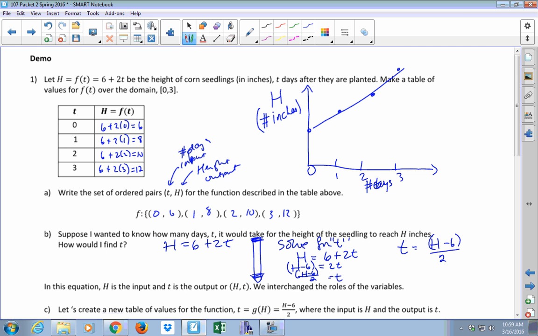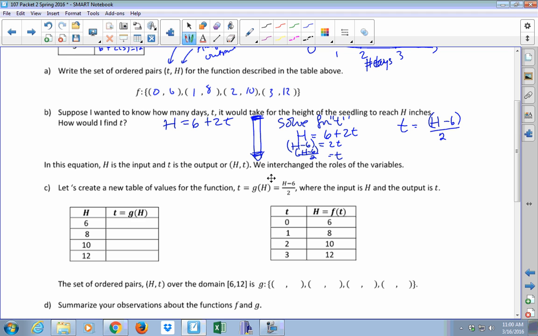So in this case, our input is capital H and our output is the day, number of days. So notice that we've switched the variables. What was the input in our first equation is now the output in our second equation. What was the output in my first equation is now the input in my second equation.